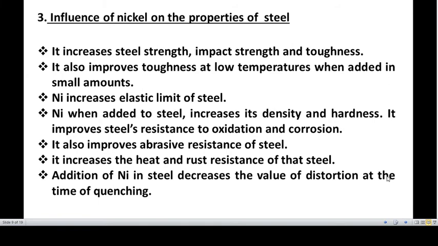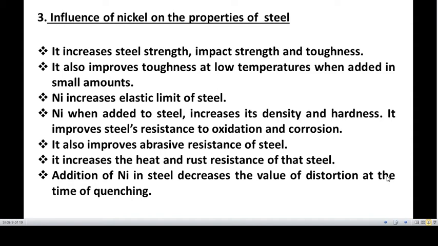Then let us see what the influences of nickel are on the properties of steel. It increases the strength of the steel, and it also increases the toughness. It increases the toughness at low temperatures when added in small quantities. It also increases the elastic limit of steel. Nickel, when added to steel, increases its density and hardness.